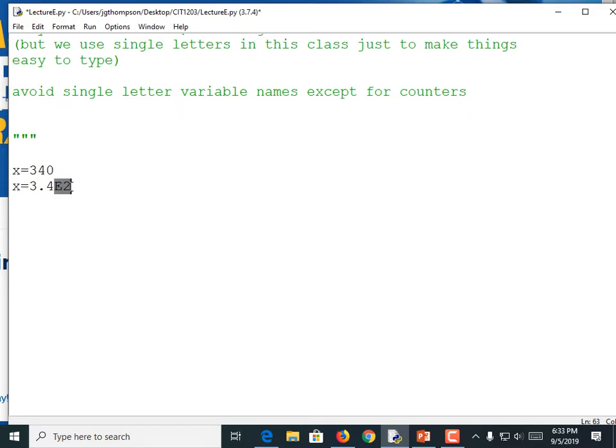If you need to represent numbers with scientific notation, you have the ability to do that. This means 3.4 times 10 to the power of 2. That's what that means. And if I do this, x is equal to 3.4 exponent negative 5, what does that really equal? It equals 0.000034, because it equals 3.4 times 10 to the power of negative 5.